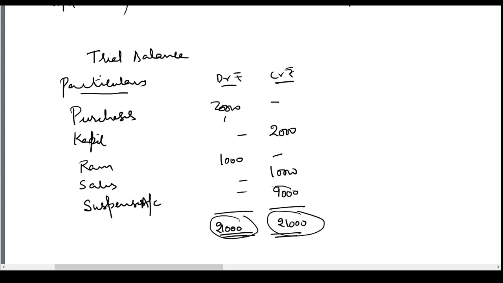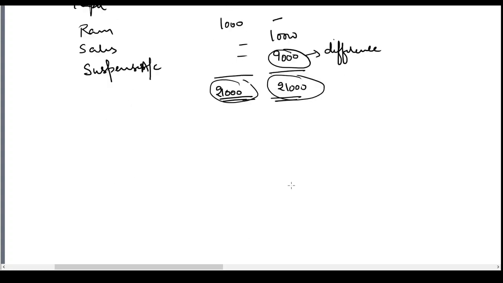So to make the trial balance tally, I have put the difference in the credit side so that both the sides will become equal. So now suspense account is showing a credit balance of 9,000. Now I'll open the suspense account. A ledger account is now open. Suspense account. It is showing a balance of 9,000 rupees. Now I have to rectify the errors and see to it that the suspense account vanishes. I know the errors.